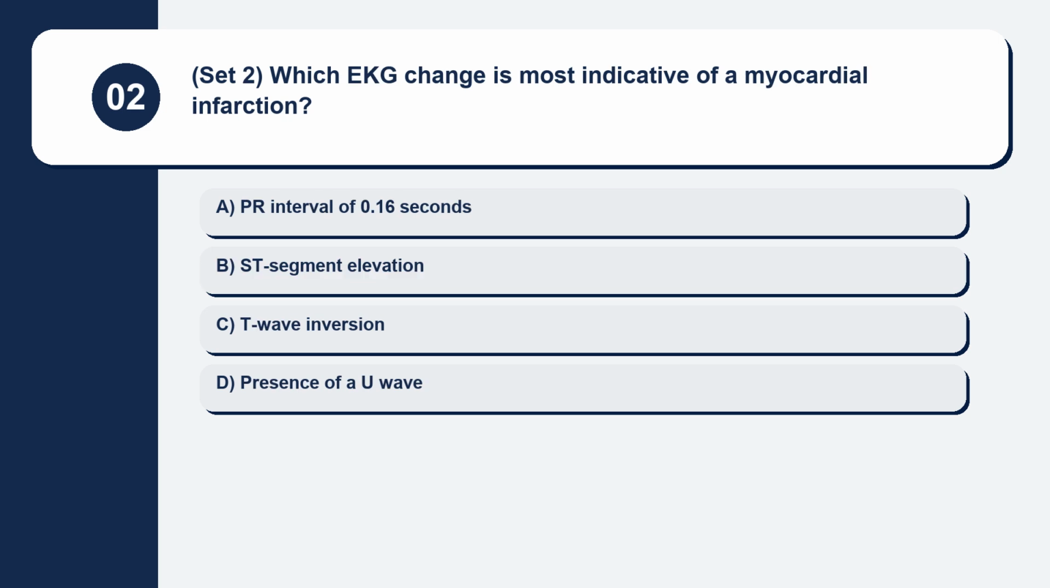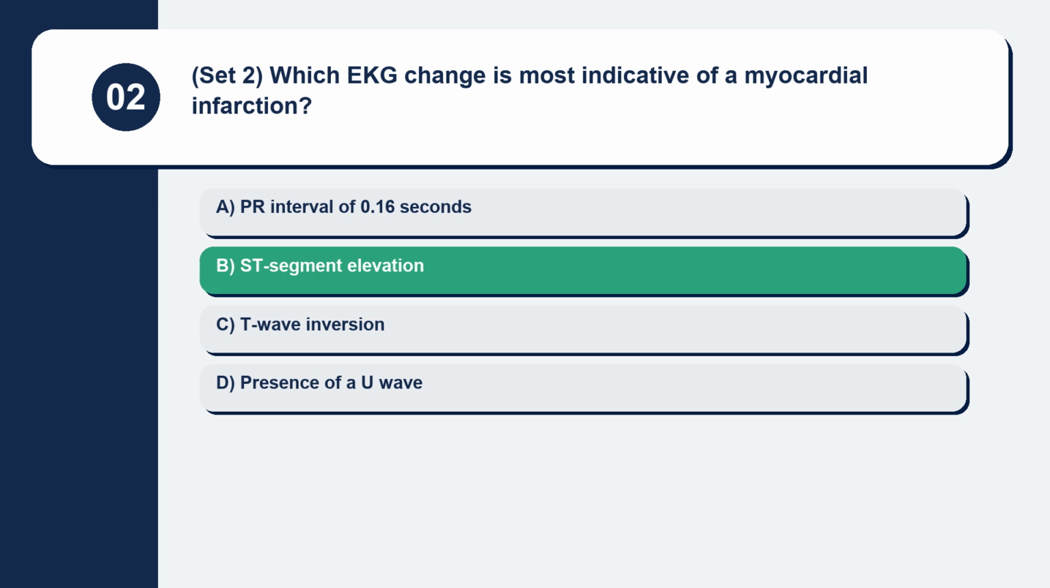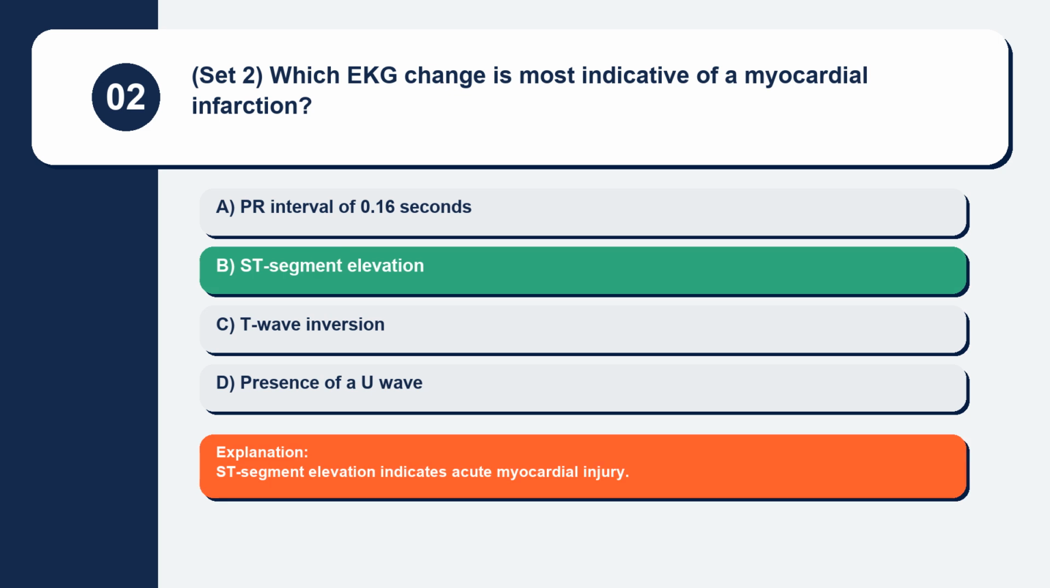Question 2. Set 2. Which EKG change is most indicative of a myocardial infarction? PR interval of 0.16 seconds. ST segment elevation. T wave inversion. Presence of a U wave. ST segment elevation indicates acute myocardial injury.